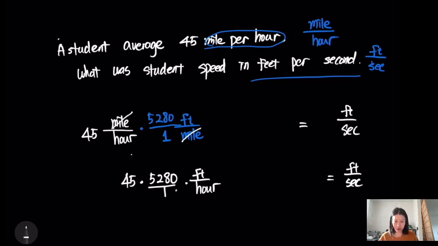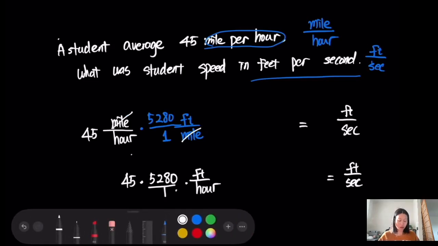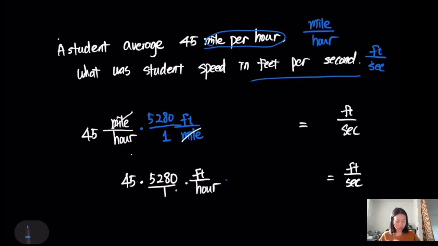This part we can just leave it here, or we can do the calculation. Okay, so now how can we get from hour to second? So for the time, we have 1 hour equals to how many minutes, or 1 hour equal to how many seconds. If you're not familiar with that, what you can do is convert this to a minute first, the middle one, and then continue to convert the minute to the second.